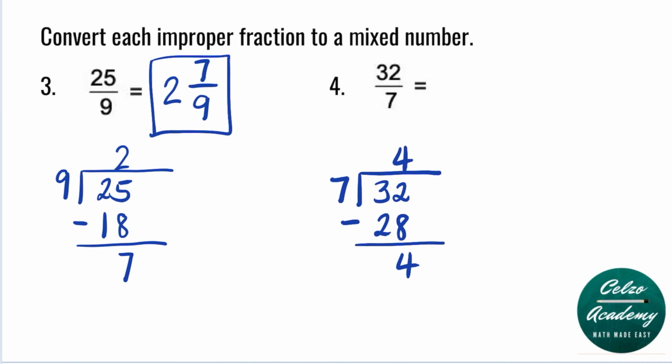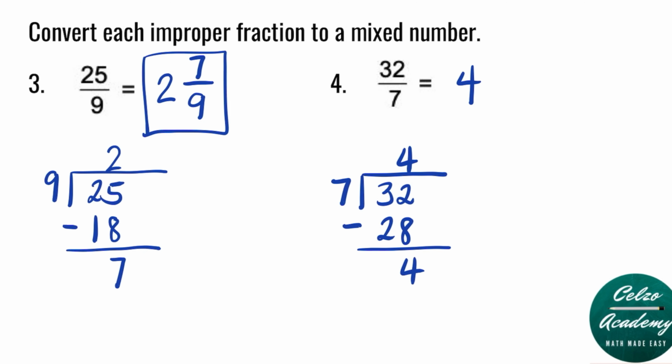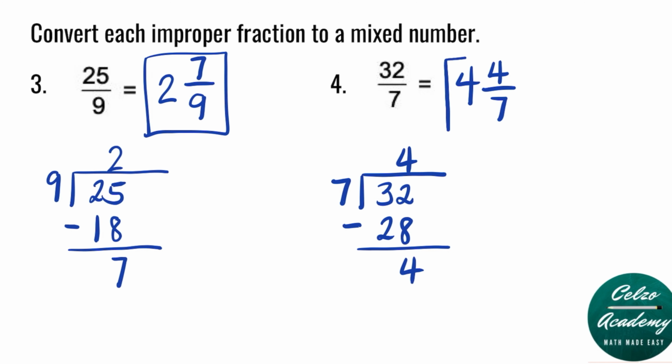So the whole number is 4, the remainder is 4, so that is our numerator, and the denominator is 7. So 32 over 7 is equivalent to 4 and 4/7 in mixed number.